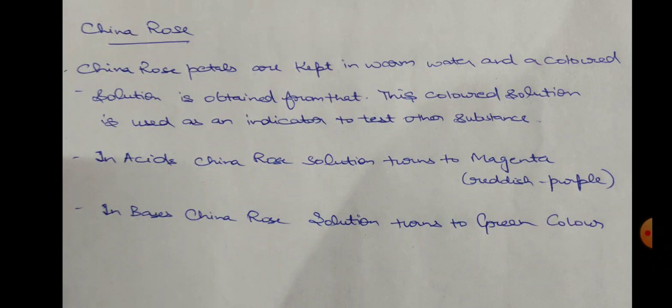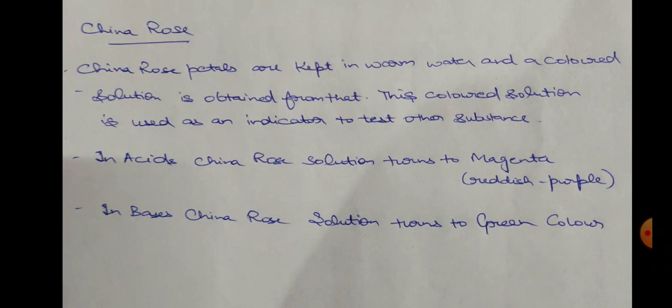Now how does this change the color? In acid, China rose solution turns to magenta, that is reddish purple in color. And in bases, China rose solution turns to green, light green color. So in this way, with the help of China rose, we can differentiate whether a substance is acid or base. Getting it? In acid, China rose solution turns to magenta. In base, China rose solution turns to green color.